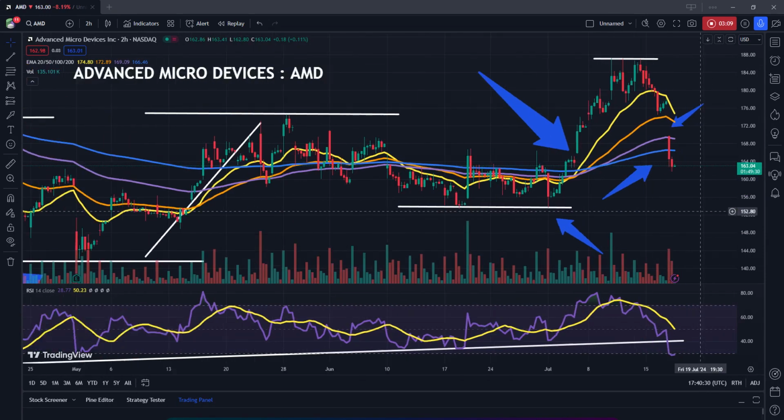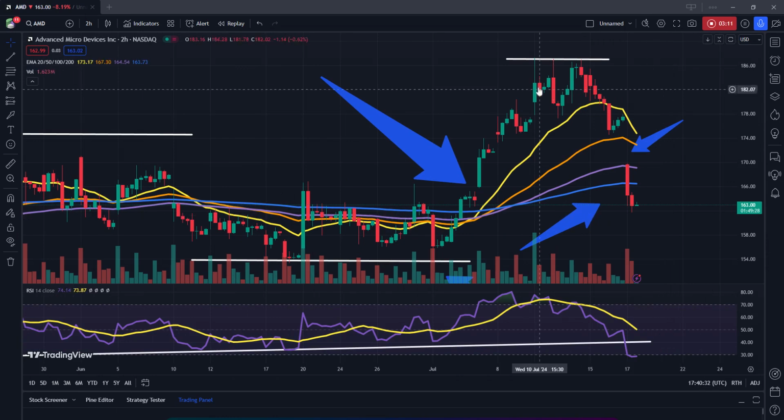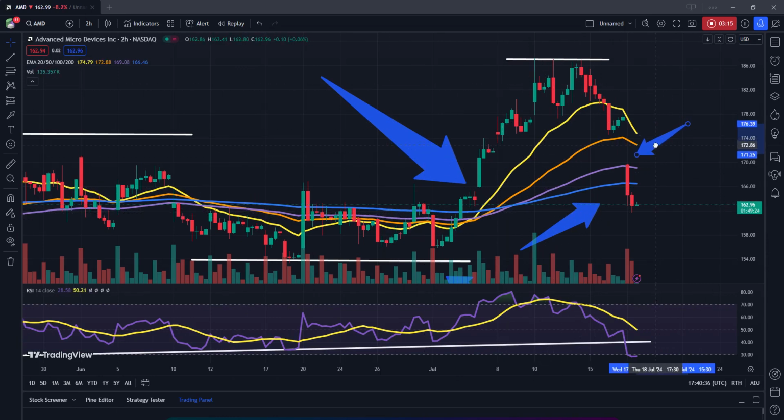Okay, so if you go back in time a little bit here, you can really see how important these moving averages are for this stock. Sometimes these moving averages are more important than others for certain stocks. But as we can see here, the prices are really behaving themselves when these price breaks start to occur.